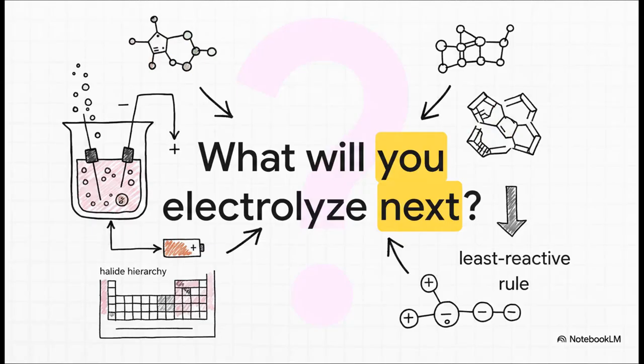And there you have it. By understanding that strict least reactive rule at the cathode and the halide hierarchy at the anode, you can confidently predict the outcome of almost any aqueous solution you encounter. You've officially decoded the hidden chemical competition happening right inside the beaker. So the only question left is, now that you know the rules of the arena, what will you electrolyze next?